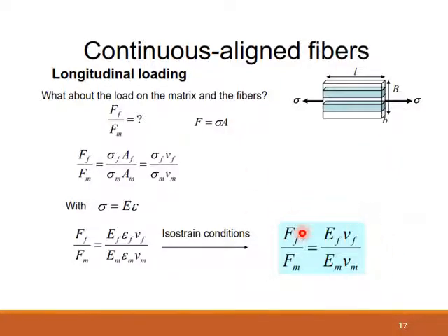So the ratio of the load taken by the fiber with respect to the one taken by the matrix can be obtained by EF VF over EM VM. So this will give you the ratio of the force taken by the fiber to that taken by the matrix under isostrain conditions.